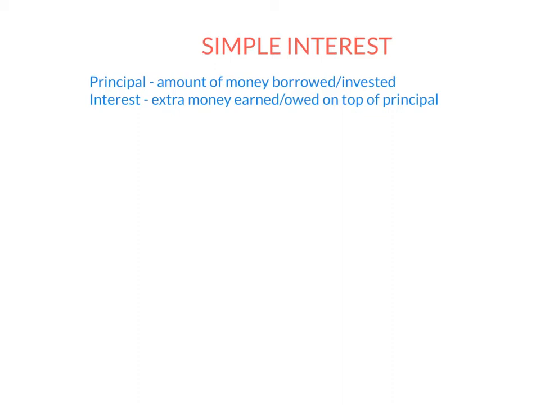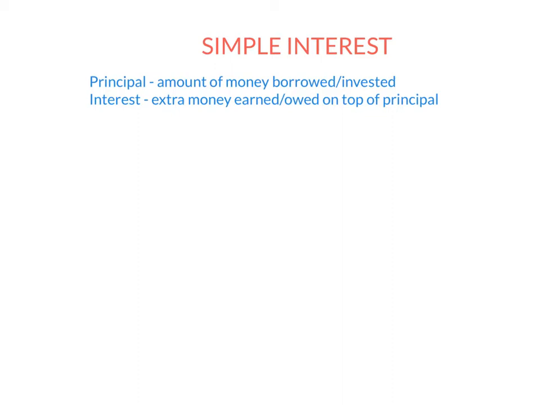So first, let's go through what interest actually is. We need to know principal. Principal is an amount of money that you borrow or invest, usually with a bank. When you borrow money from a bank, you have to pay back a little extra. So if you borrow, say, $5,000 from a bank, unfortunately, you're not going to pay them back $5,000. You're going to pay them a bit more. You might pay them back $6,000. That extra money, that extra $1,000, is called interest.